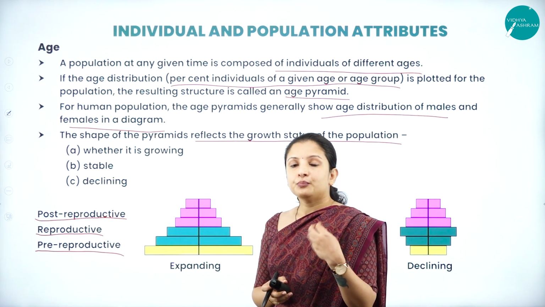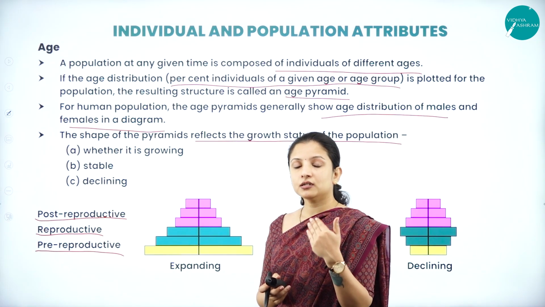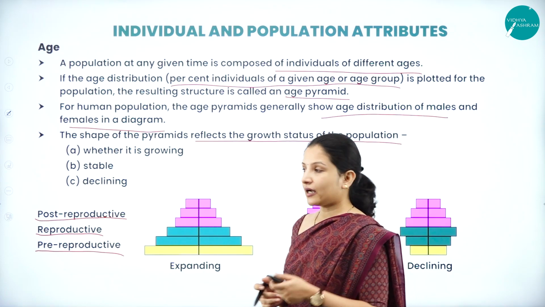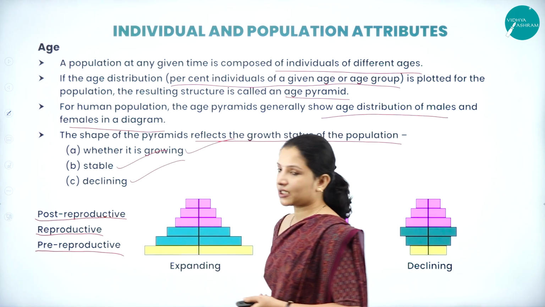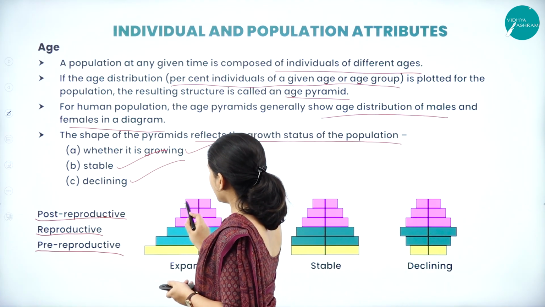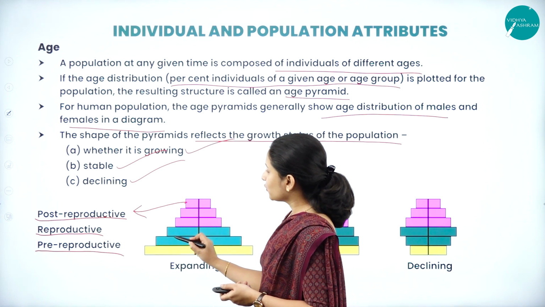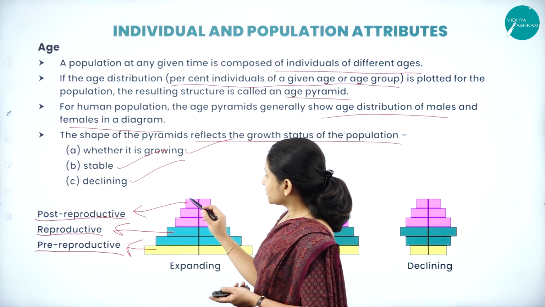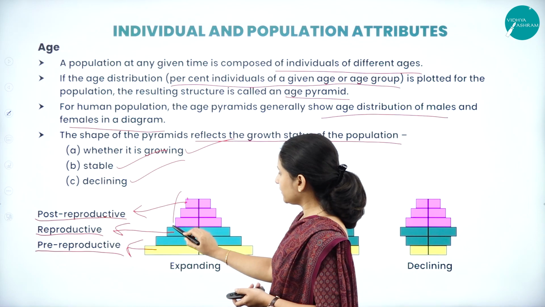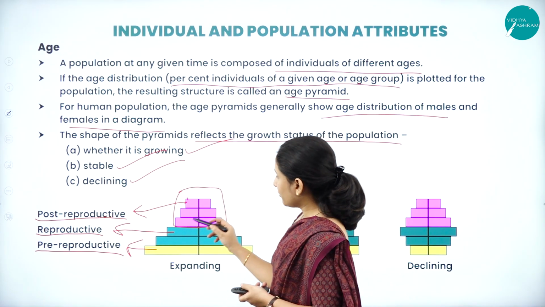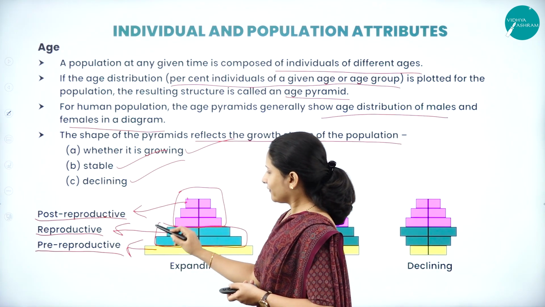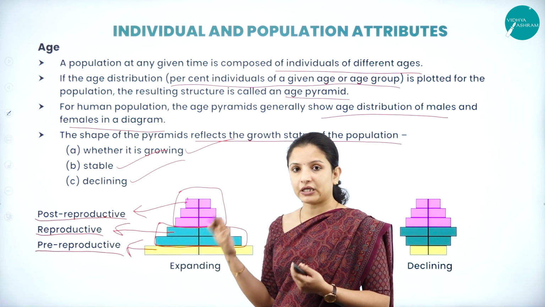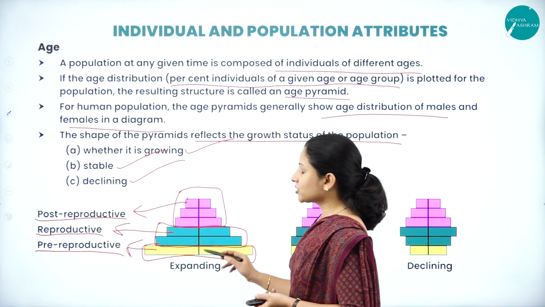How can we say that? If the post-reproductive individuals in the population are more and the reproductive and pre-reproductive are very few, then the population is declining. We'll talk about it one by one, so we can understand whether it is growing, stable, or declining. Here you can see they have indicated the post-reproductive, the one with the blue color as reproductive, and the yellow as pre-reproductive. You can see the post-reproductive number is very low. The number of individuals of reproductive age is more when compared to the post-reproductive, and the number of individuals who will enter the reproductive age later on, the pre-reproductive individuals, is also more here. Therefore the population is expanding.